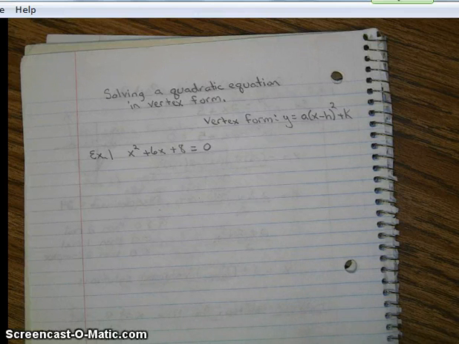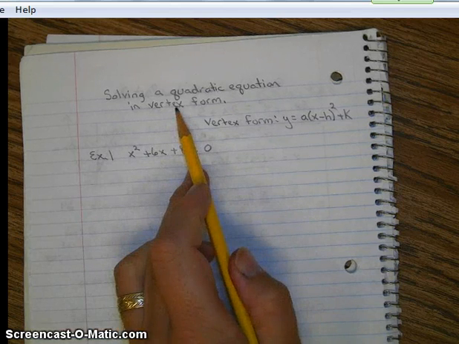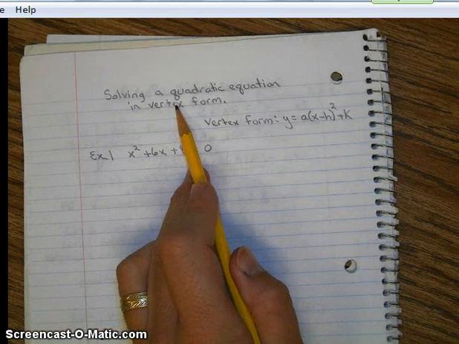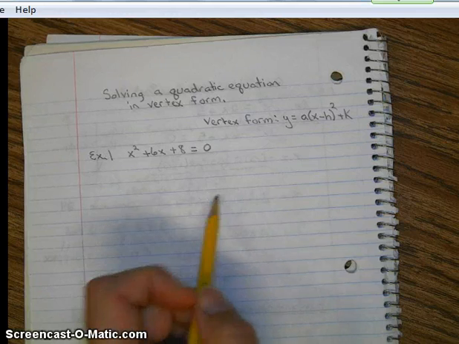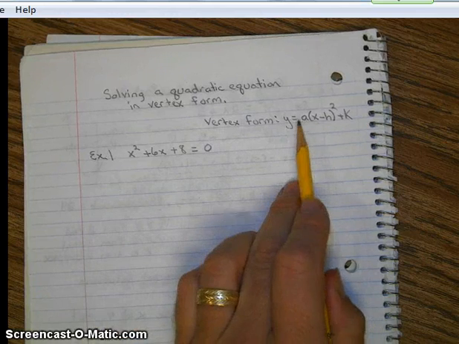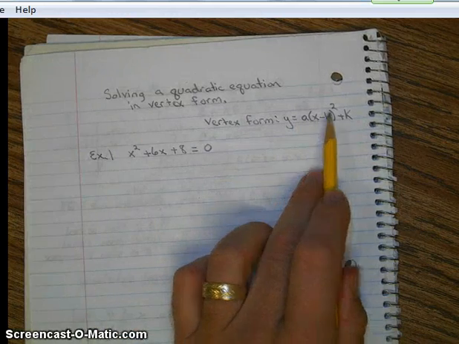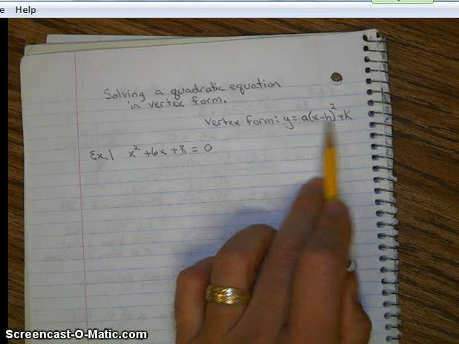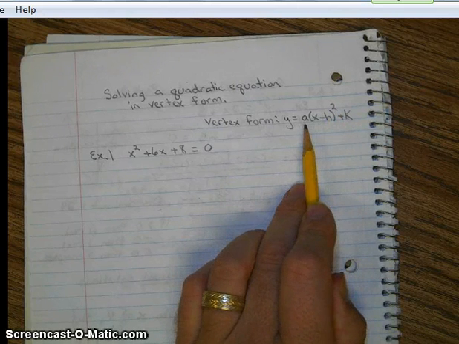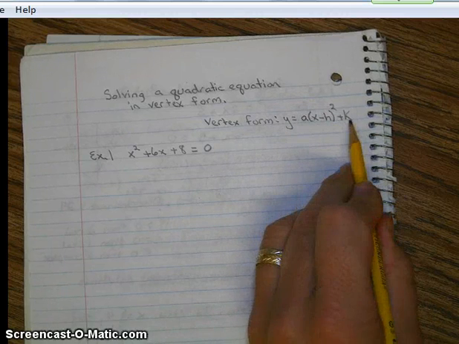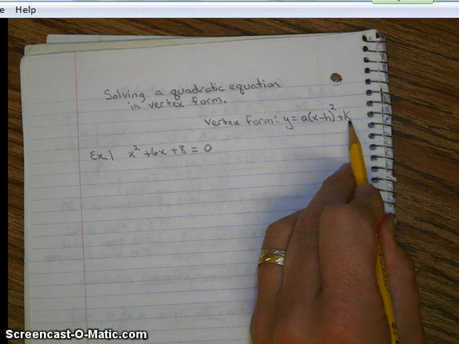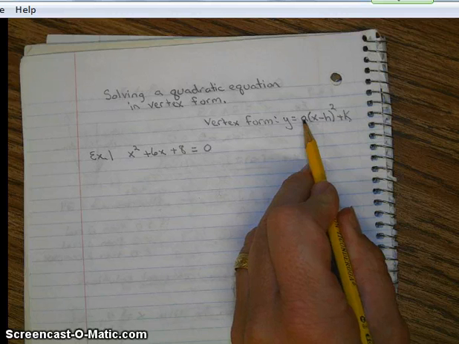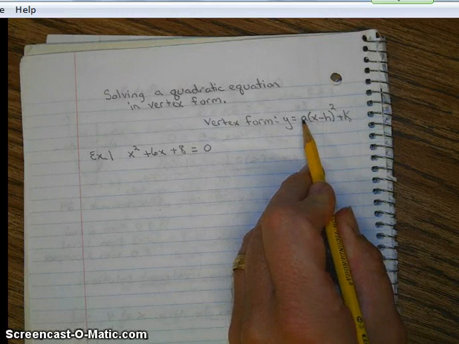Today we're going to look at solving a quadratic equation in vertex form. So you may want to pause the video so that you can write this down. Vertex form is y equals a times x minus h squared plus k. Remember, we've worked with this equation before. Remember that h and k represent the vertex, and that a represents the stretch or compression.